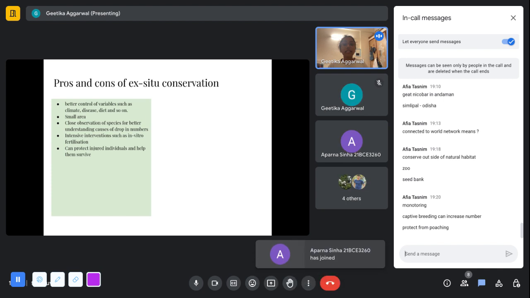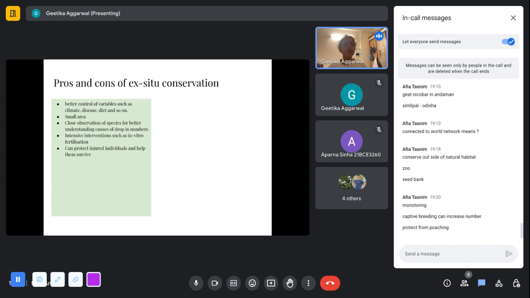And then there are intensive interventions you can carry out with the species. If there are very low numbers, you can carry out in vitro fertilization. You can collect the eggs from the females and fertilize them with the sperm. You can also put the zygotes into the females so that they are able to breed and give rise to more progeny.